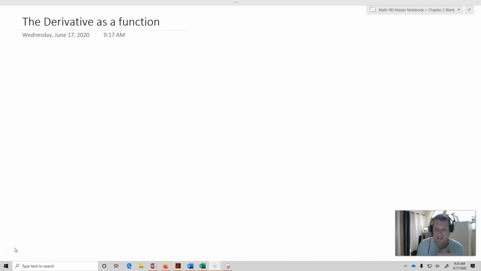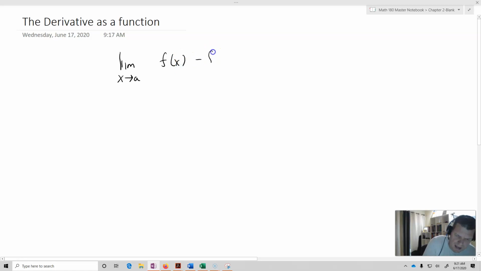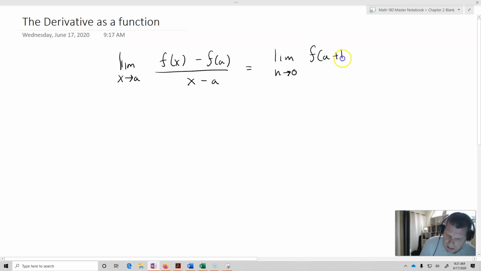So now we're going to get into the derivative as a function. How is it that we find the derivative of a function? We had the limit: the derivative was equal to the limit as x approaches a of f of x minus f of a over x minus a. It was also equal to the limit as h approaches 0 of f of a plus h minus f of a all over h.